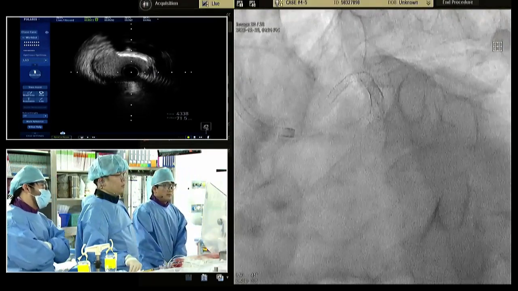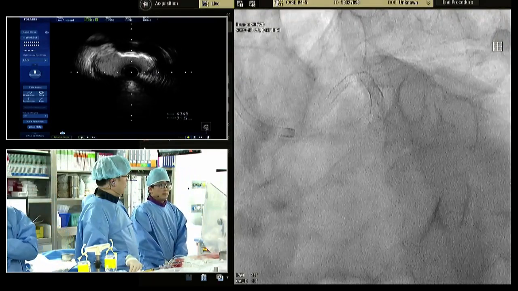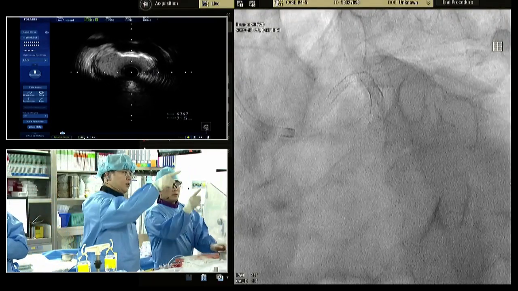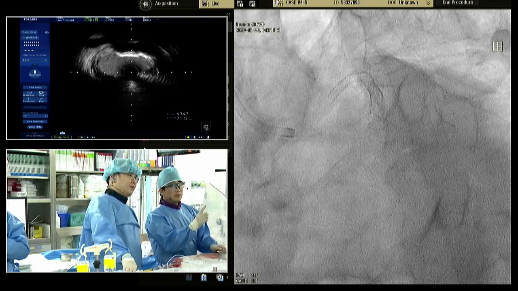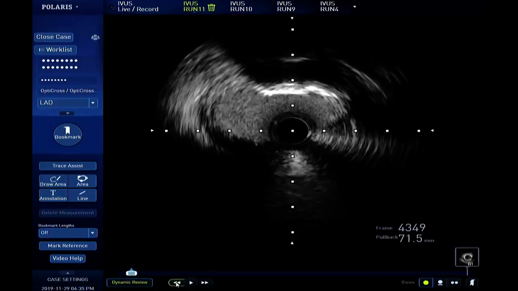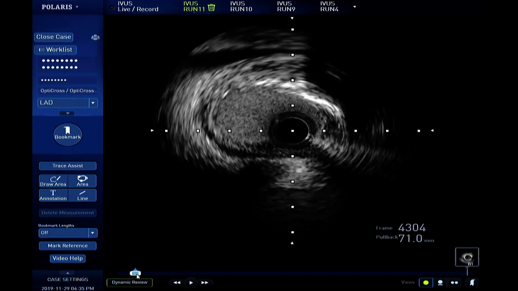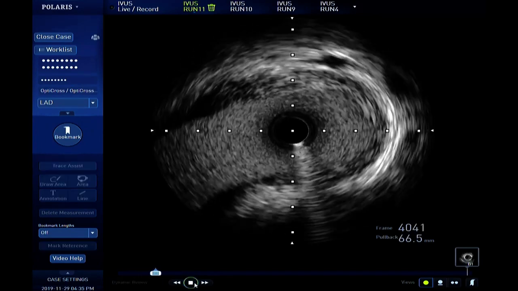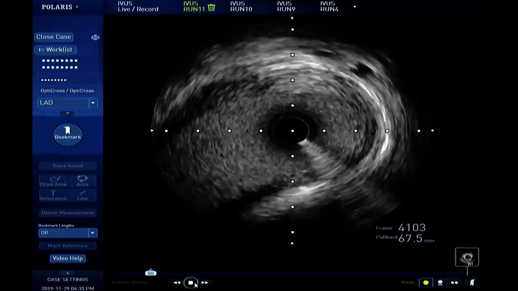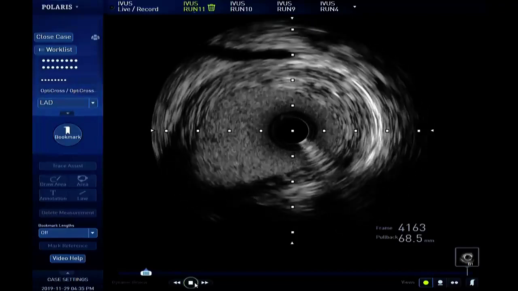Did you see the IVUS for that, the main shaft area? Can you see this IVUS? This is the left main, the proximal, please. So, distal, distal. Okay, it's good. Great. Actually, this is after the stent.